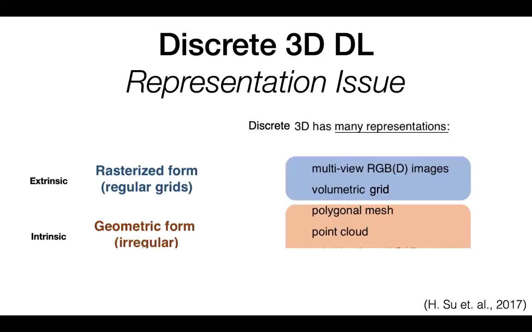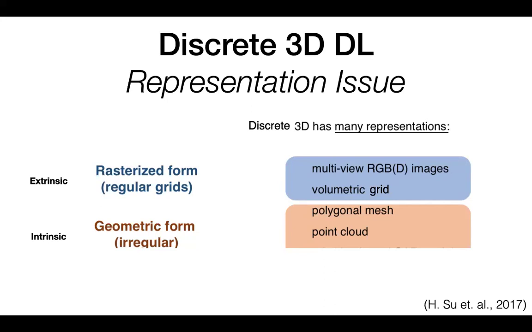And here comes the crux and the source of all the difficulties that we have in AI graphics, but also the opportunities that you can take advantage of, because we have this fact that basically you have a representation issue, because discrete 3D representations are plenty. The discrete versions of 3D objects have many representations, and they can be either extrinsic or intrinsic, with different characteristics.